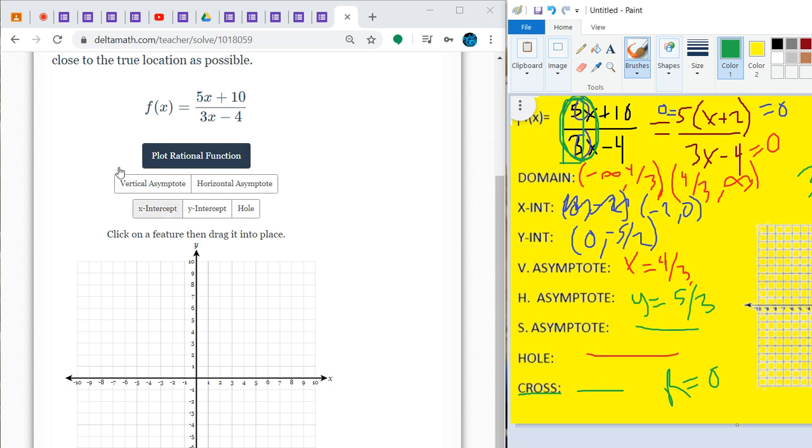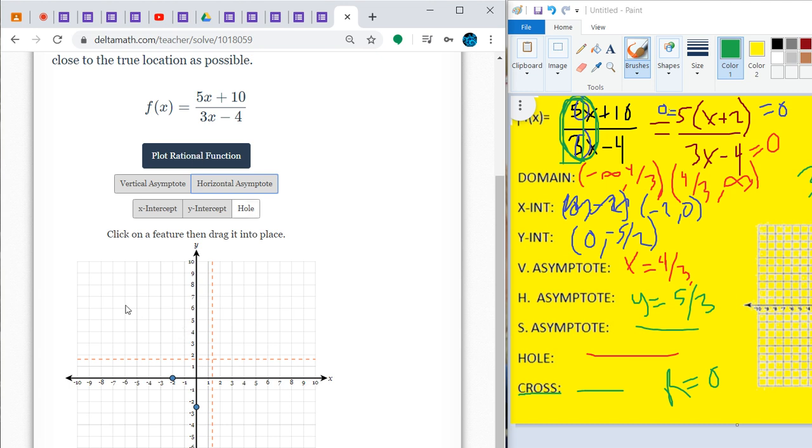So our x-intercept, if I click x-intercept, it's at negative 2, comma 0, so I'll drag it over. We had our y-intercept at negative 5 halves. That's negative 2.5. We'll get it as close as we can down there. Our vertical asymptote happened at 4 over 3, so a little more than 1. Our horizontal asymptote happens at 5 over 3, so between 1 and 2, a little bit closer to 2. And there is no hole. So that's all we have to do.